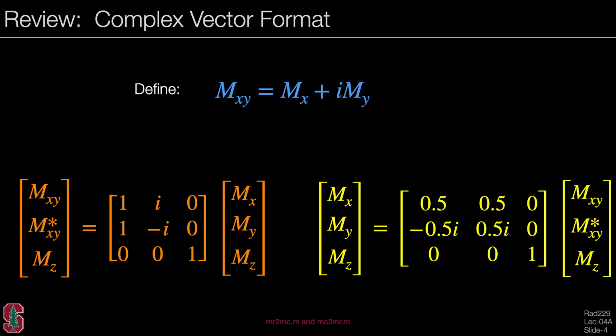We first review the complex vector format. So here we will define mxy, the transverse magnetization, as mx plus i times my, which is something that you've probably seen before. The forward transformation is shown on the left in the orange, where the mxy formulation is represented as a matrix times our real valued mx, my, mz vector. On the right, you see the reverse transformation here. So you're already familiar with this transformation from the previous lectures.